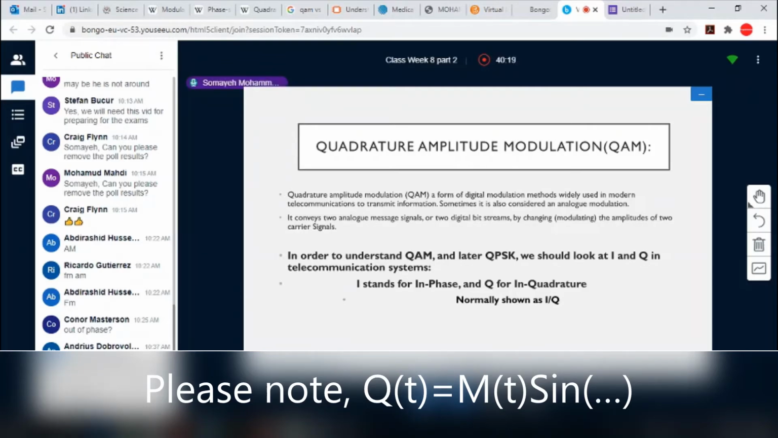I'm not going to go into lots of details, just explain it and relate it to the modulations.